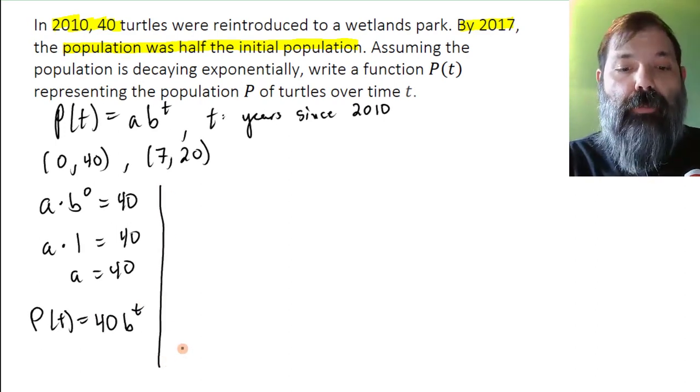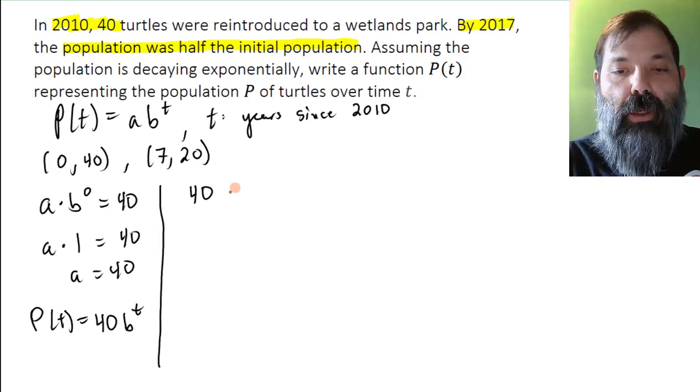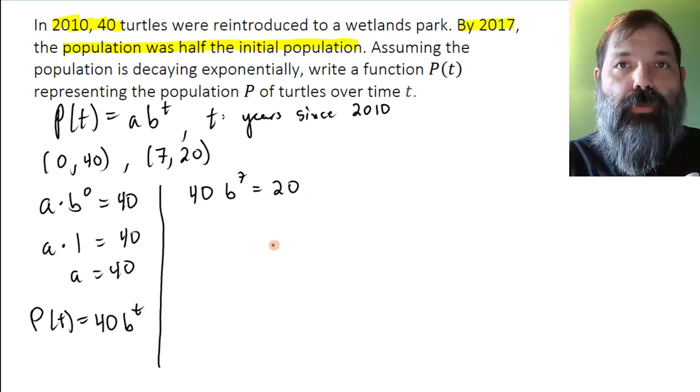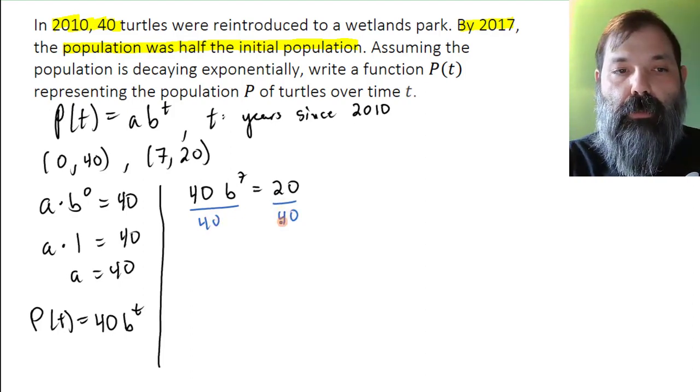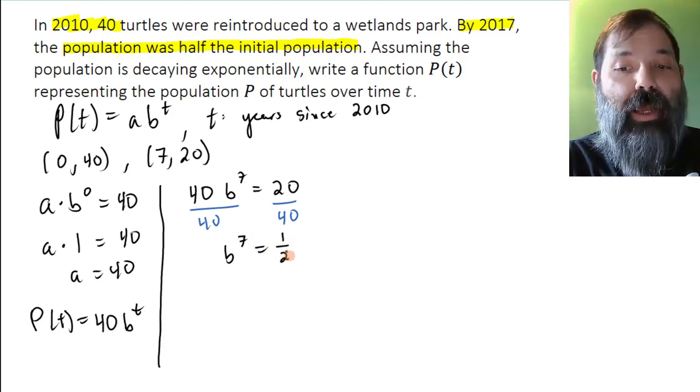Using the second data point, when t is 7, the population must be 20. So then 40 times b to the 7th power must equal 20. We now need to solve for b. I'll first divide by 40. So then b to the 7th is 1/2.